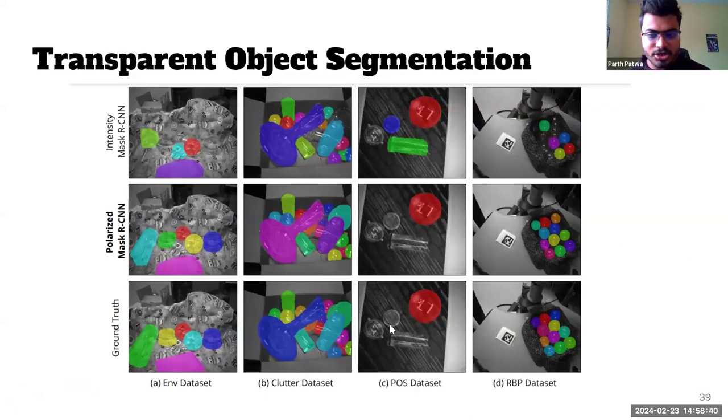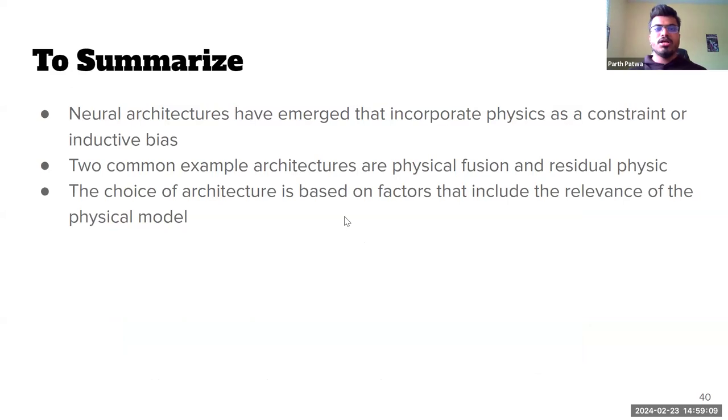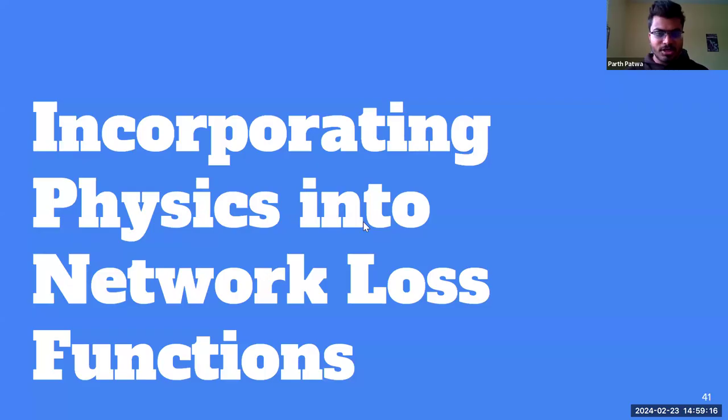So for example, in this ground truth, these three so-called transparent objects that you see are actually flat 2D photos on a table. A simple pure RGB model leads to false positives, whereas using the polarization cues helps us say that, okay, they were photos and not actual 3D transparent objects. So yeah, to summarize, there are the two common choices, and it depends on the relevance of the model.